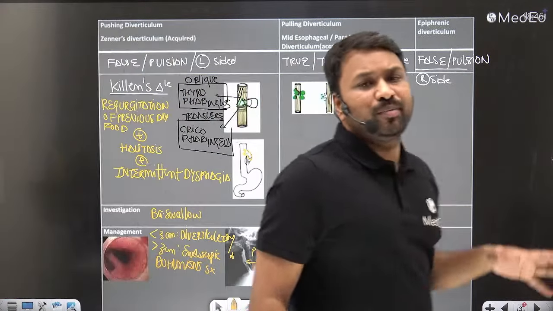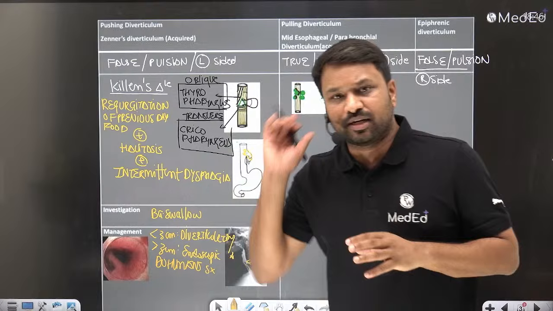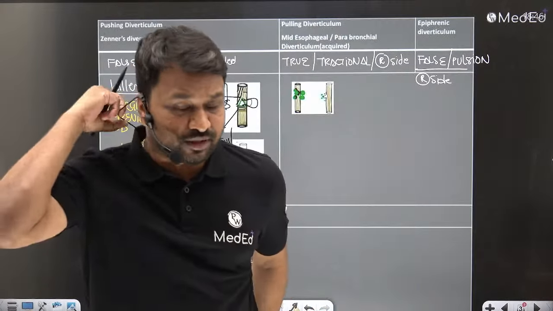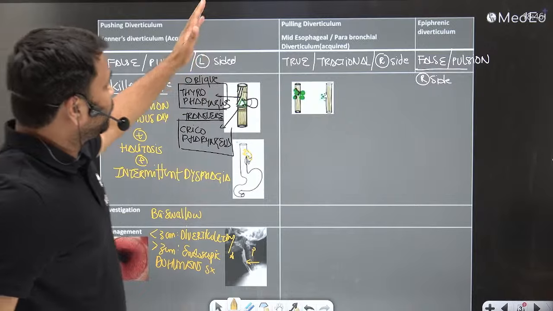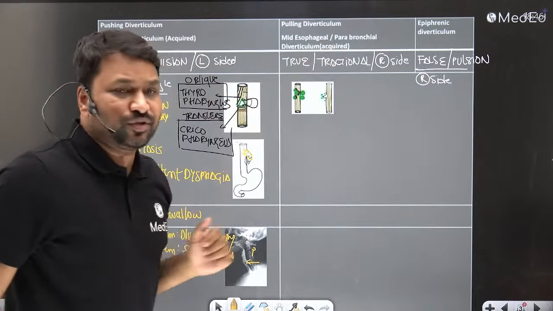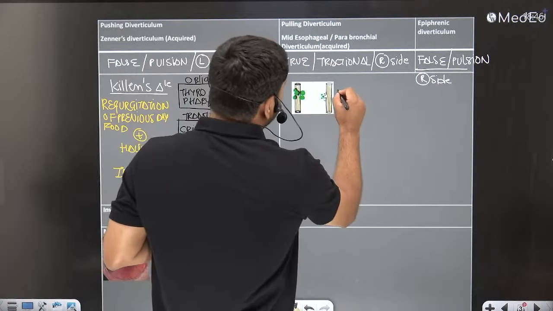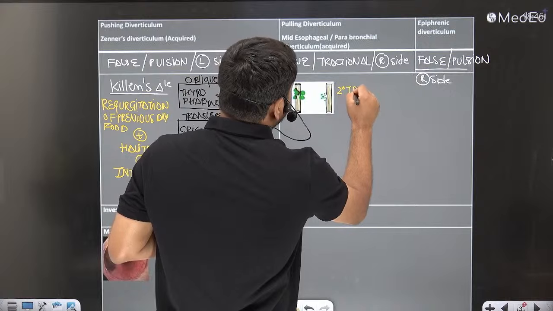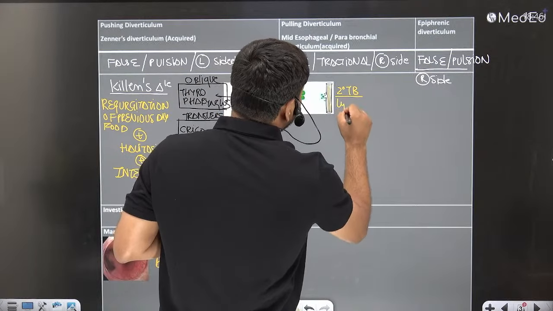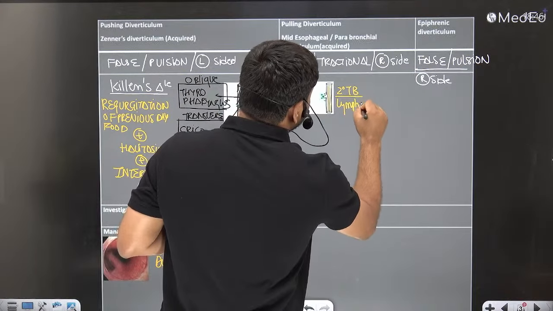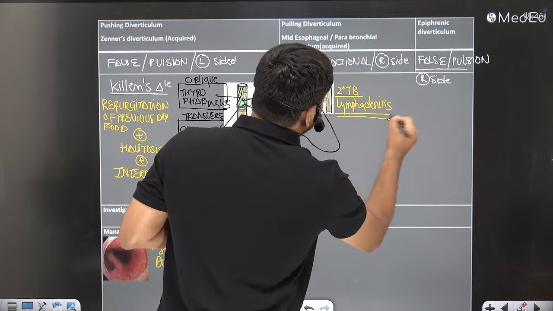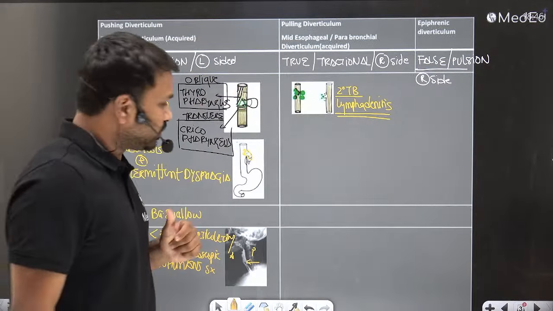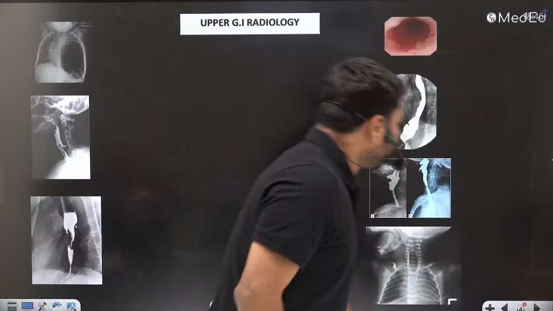These two, just remember, Zenker's diverticulum in comparison to that of your epiphrenic as well as your mid-esophageal diverticulum. Mid-esophageal diverticulum is usually secondary to TB lymphadenitis of the mediastinum, right? So this is about the diverticular disease.